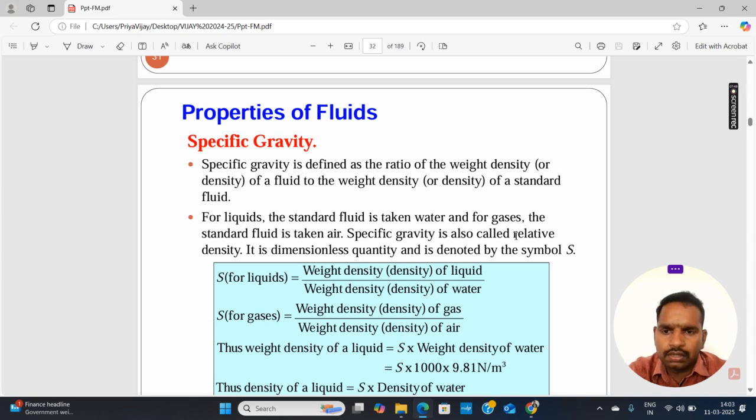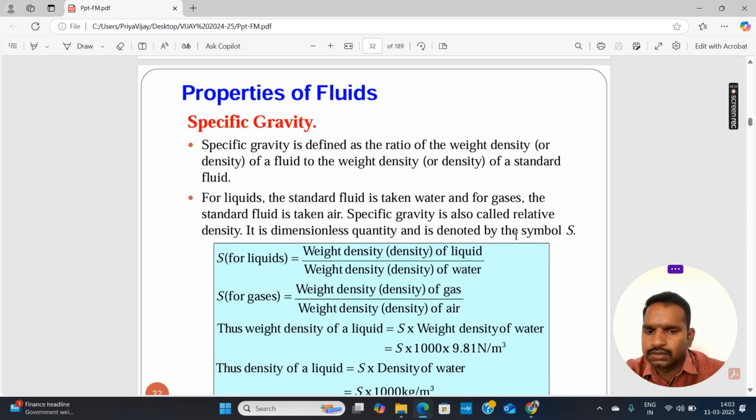Generally, if you are going for a liquid substance, then the standard density we can take is water. The specific gravity is defined as the weight density of the fluid to the weight density of the standard fluid. The weight density of the fluid is the one we are going to calculate, whereas the other is the standard fluid. Based on the substance, we need to take the value. If it is a liquid, we can take water as the standard. In the case of air, we can take the atmospheric air value.